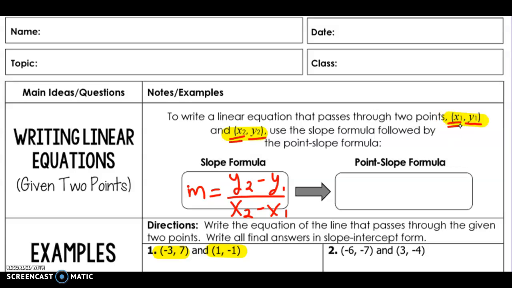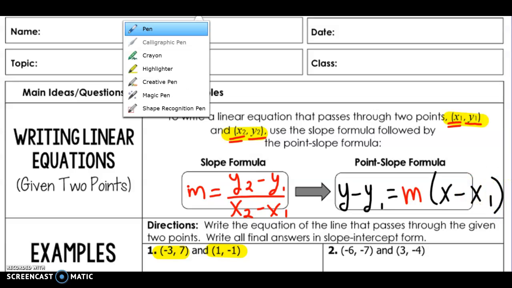And obviously I'm going to show you guys an example. I'll do 1 and 2 with you, but then you'll be on your own to try the ones on your own. Okay, and then once you find the slope, you're going to plug it in the point-slope formula. So remember, the formula is y minus y1 equals m, where you plug in the slope you just found, and then you're going to do x minus x1.